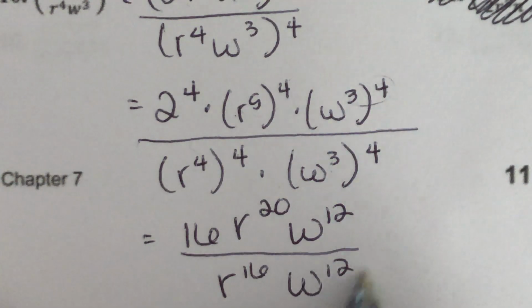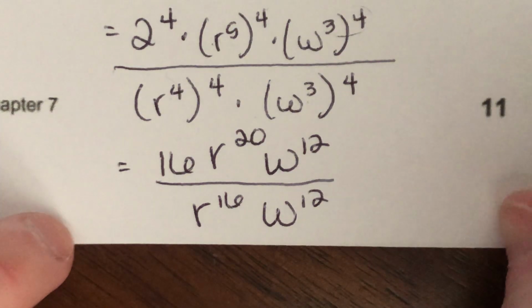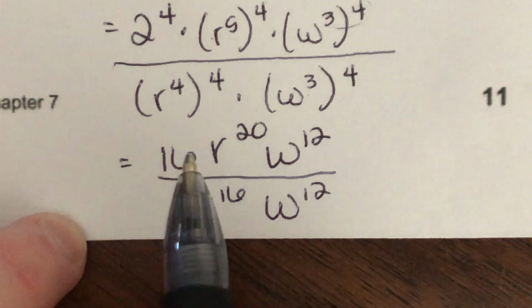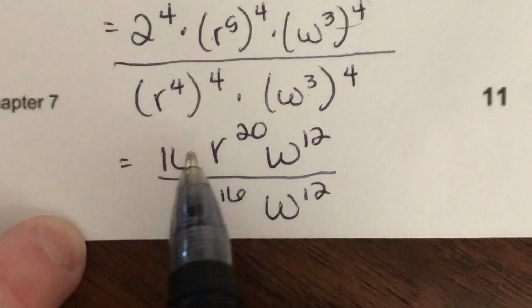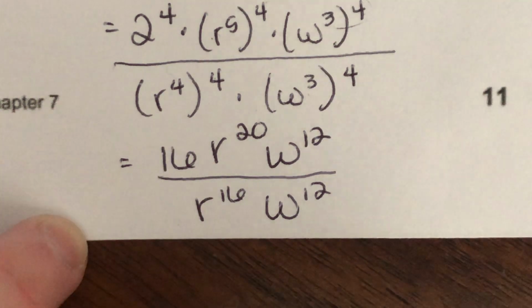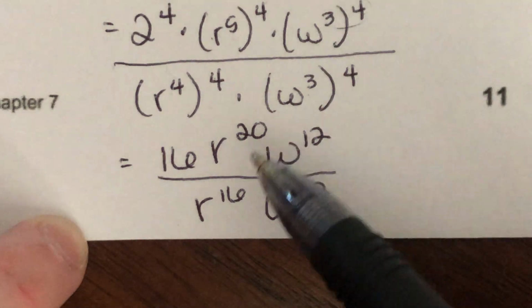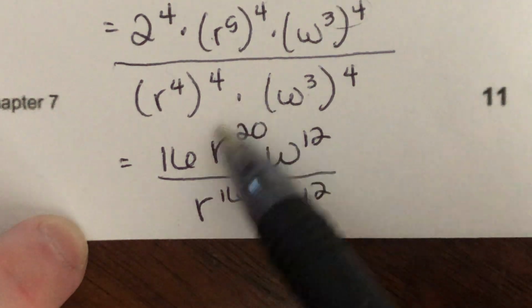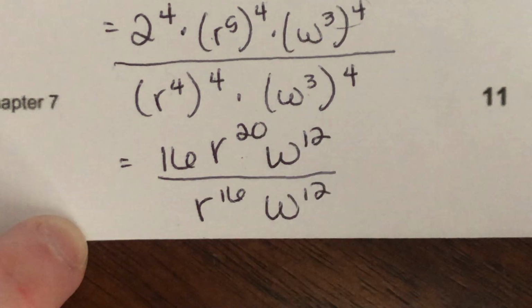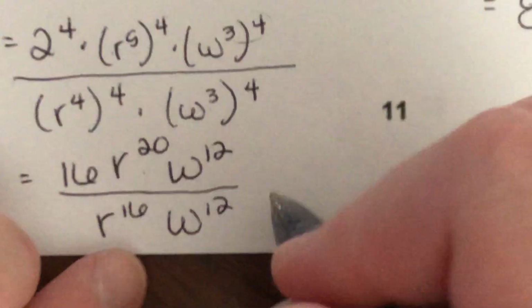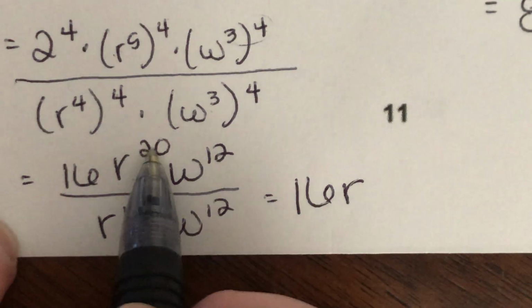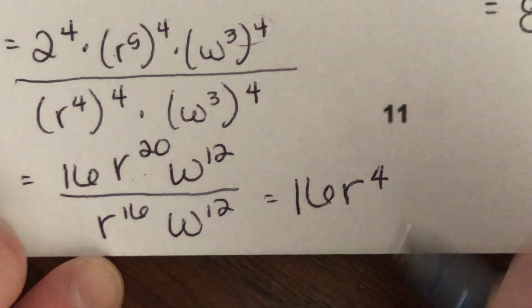So I'm down here now at this point, but I still have to simplify. I can't simplify this 16 because there's no number to simplify it with, so it stays 16. For the base of r to the 20th divided by r to the 16th, I subtract 20 minus 16. So I'm going to have that 16 in front. And then my base of r, 20 minus 16 is 4.